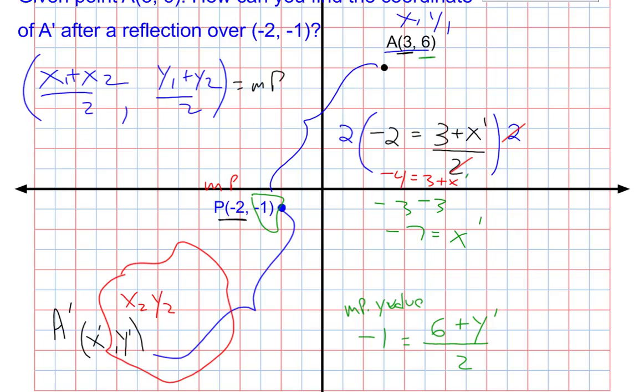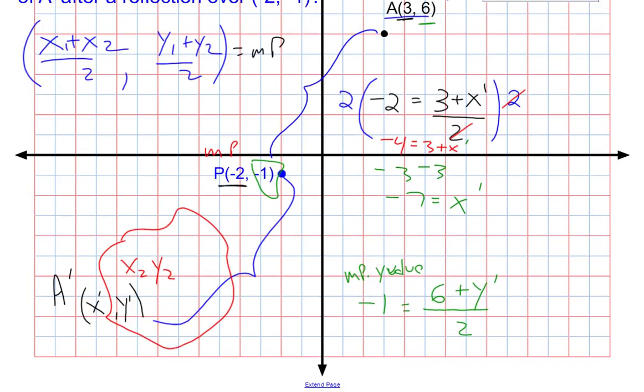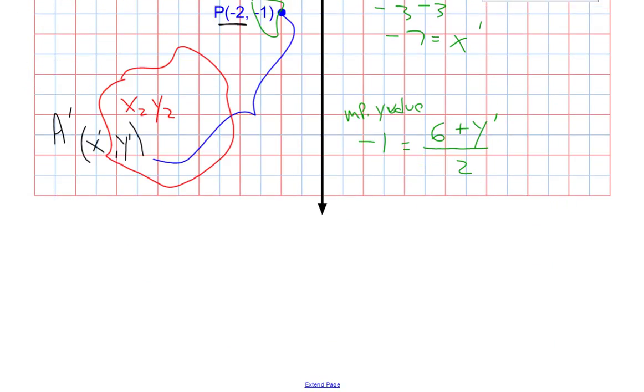And now let's find y prime's value. Again, I'm going to multiply both sides by positive 2 to get rid of these 2's right over here. I have 2 times negative 1, which is negative 2, is equal to 6 plus y prime. Again, I subtract 6 from both sides of my equation. Y prime is equal to negative 8.